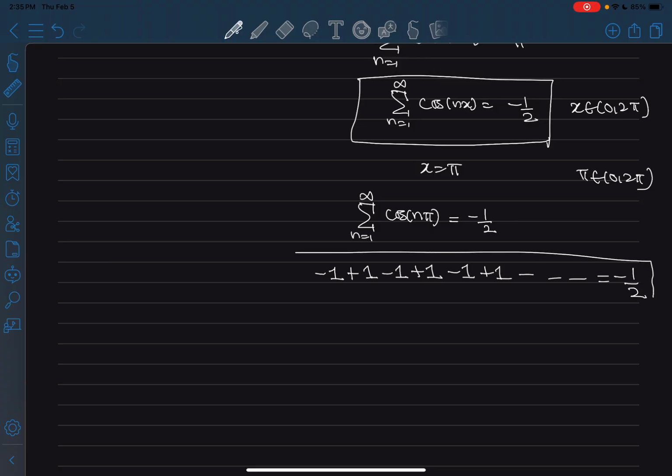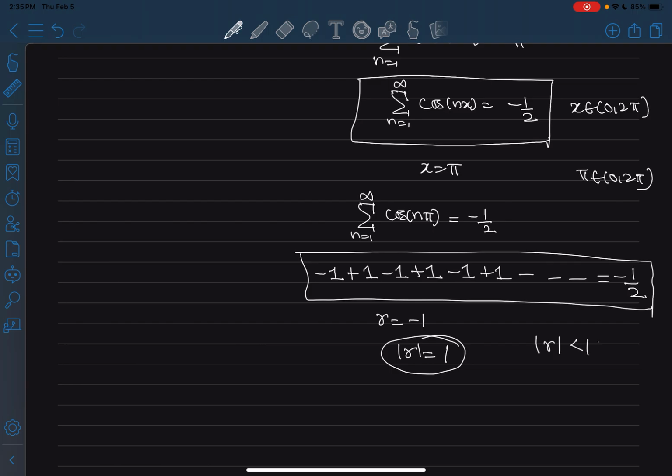And this should be true for the Fourier series for x to be unique. Right? And this is the geometric series with r as minus 1, and because this r is 1 in magnitude, we don't really know about the convergence, because for convergence this should be less than 1, and if it's more than 1, that's divergence.